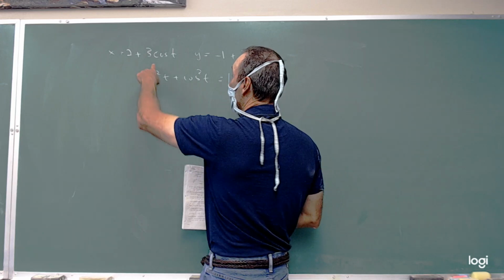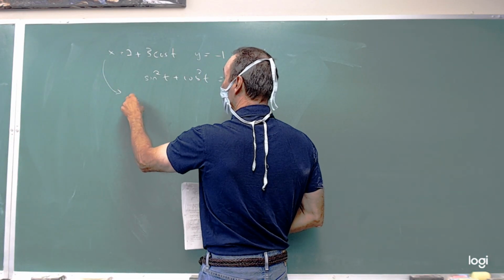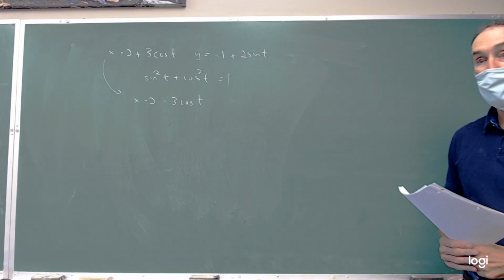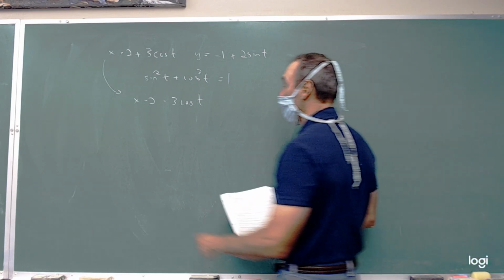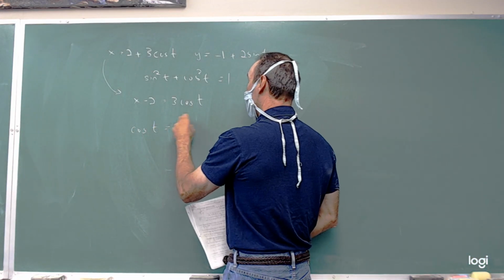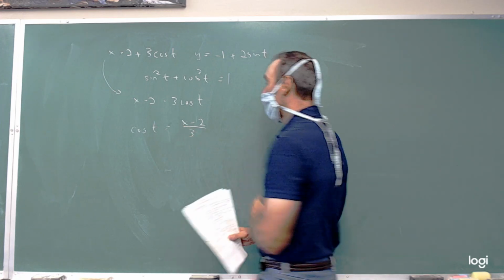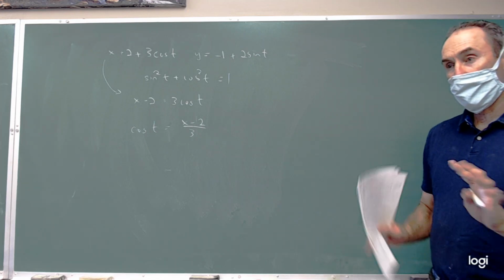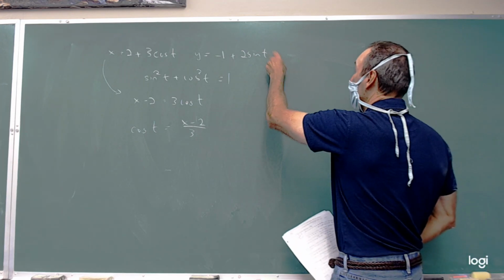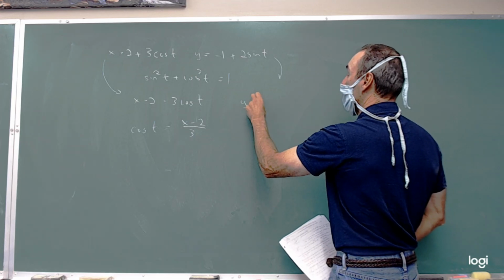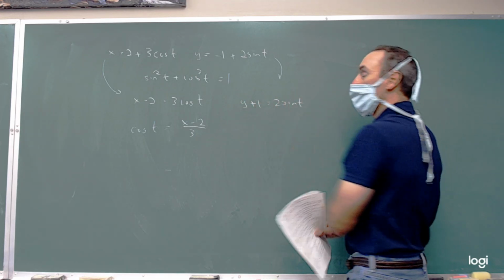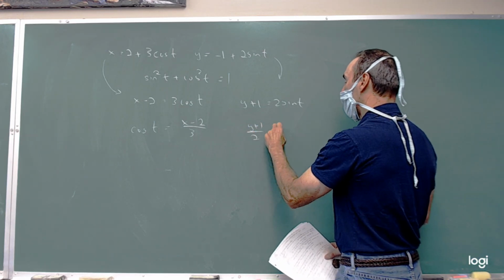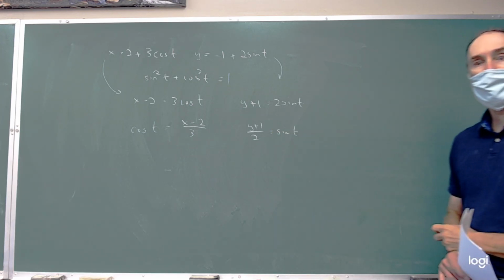With that in mind, on the first equation, we're going to subtract the 2, and so now we have 3 cosine t is equal to x minus 2. Divide through by the 3, and we get cosine of t is x minus 2 over 3. With me? Okay, I'm going to hold that for a moment. I'm going to do the same thing with the other one. We add the 1 to the other side, so 2 sine t is y plus 1. Divide the 2 over and get sine of t is y plus 1 over 2.